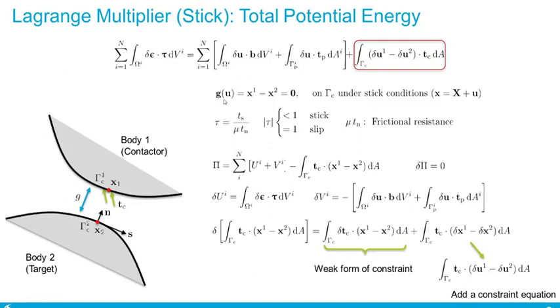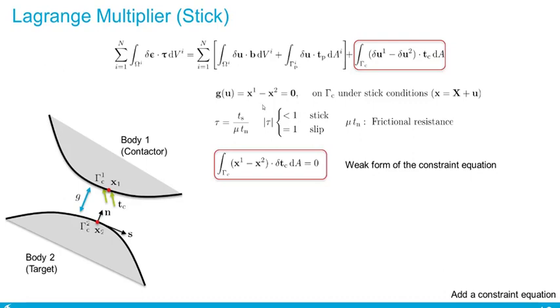So this is a strong form which says that this equation needs to be 0 on gamma c. And this is the weak form, which means that this equation, dot product with arbitrary variation of surface traction vector integrated over gamma c, needs to be 0. And the two are mathematically equivalent.